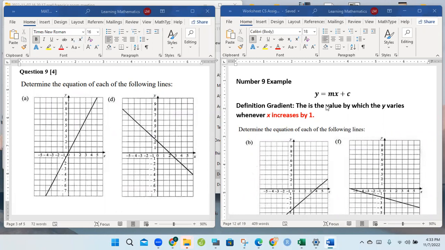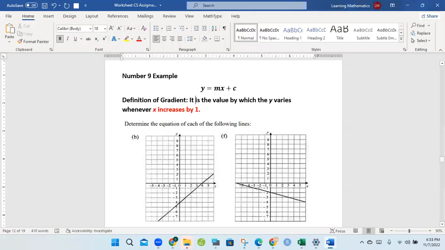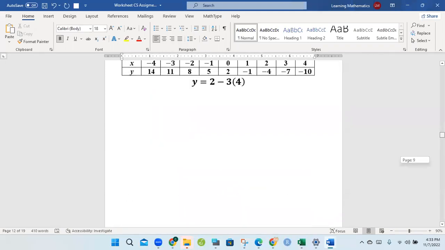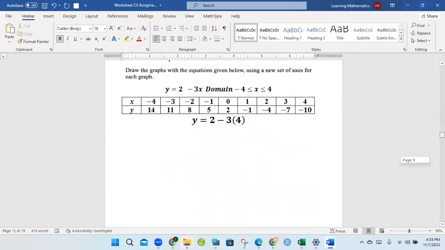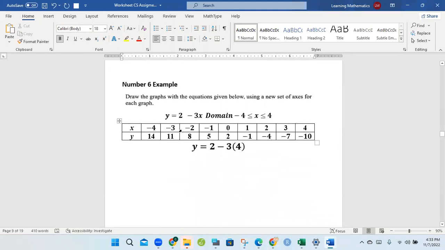The gradient, we have to pause a little bit and reflect upon it. Let's look at its definition. The definition of gradient: it is the value by which the y varies whenever x increases by 1. You could recall from number 6, when we were plotting, the gradient is -3. So whenever x increases by 1, the y decreases by 3.